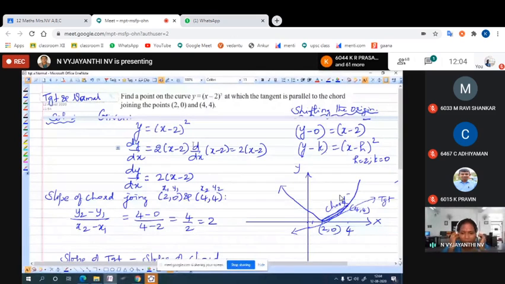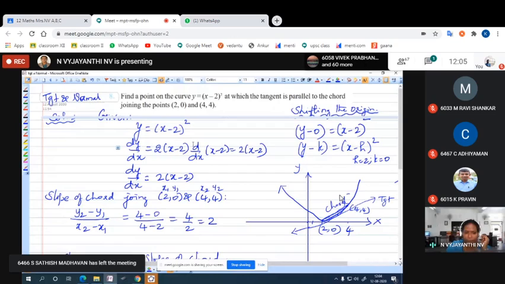So slope of tangent now we cannot find out. We have to derive that using the slope of tangent, we can derive only the point of contact, isn't it? So what we are doing is we are applying the condition that slope of tangent equal to slope of chord, and we have derived slope of chord using the two-point formula, y2 minus y1 by x2 minus x1, and we are equating these two. In that case, we are getting x0 equal to 3. x0 equal to 3 means there is only one point.